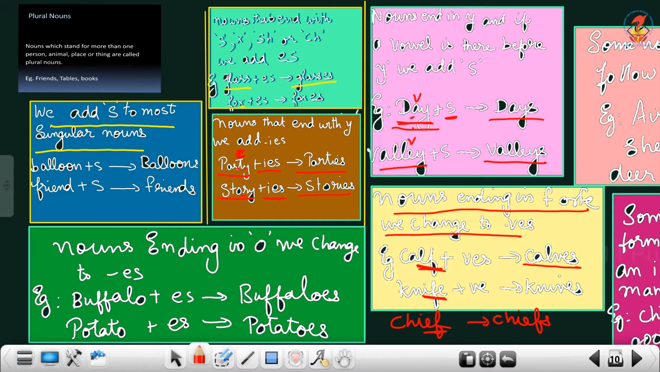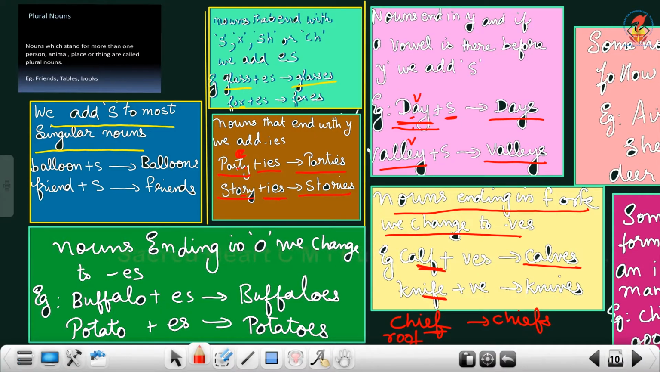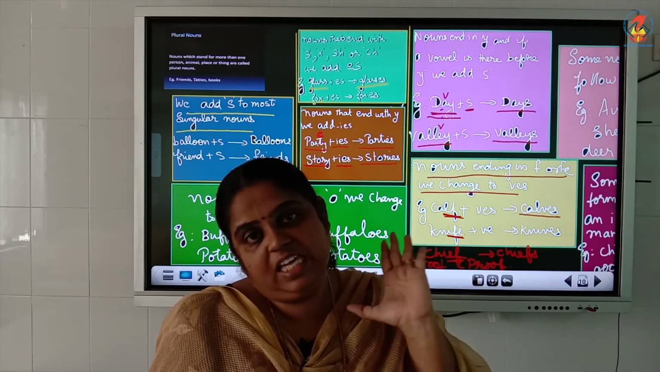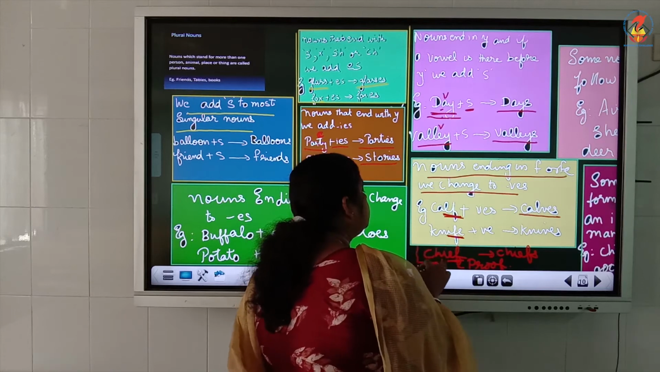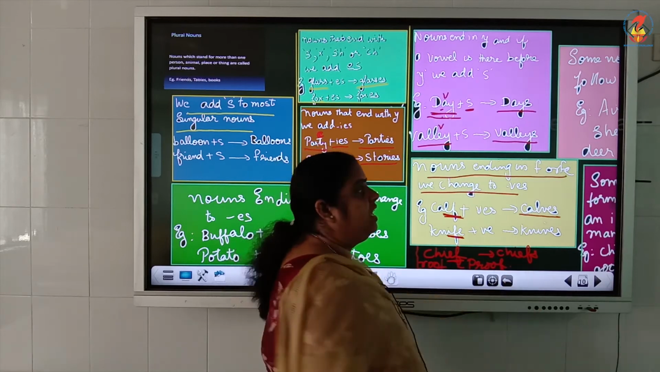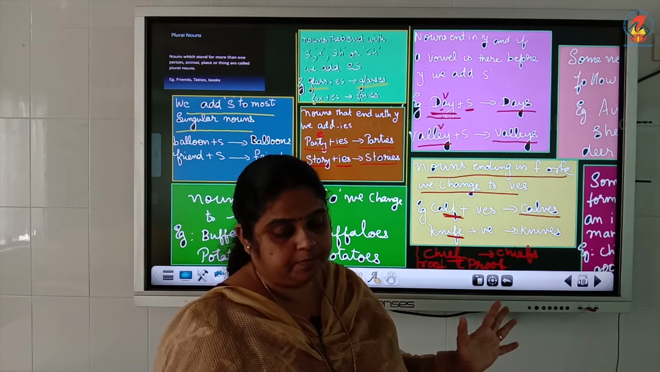Then we have another two exceptional cases, roof and proof. Roof and proof also end with F. We add S to it. Roofs, R-O-O-F-S, only we say. And proof also, P-R-O-O-F-S. We don't say V-E-S. So these three are the exceptional cases. When the nouns end with F or F-E, we usually add V-E-S. But in these cases, we don't do that. I hope that is clear to you.